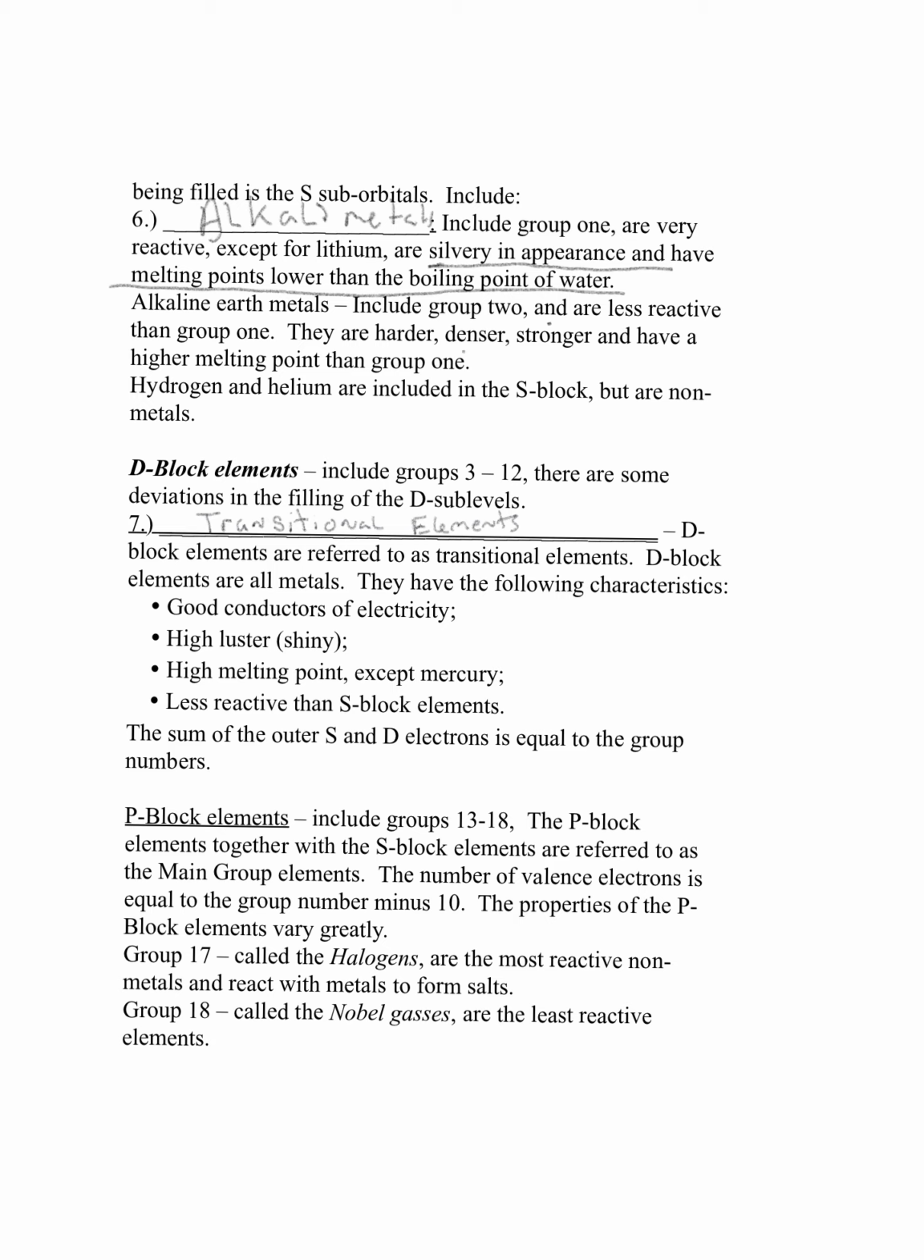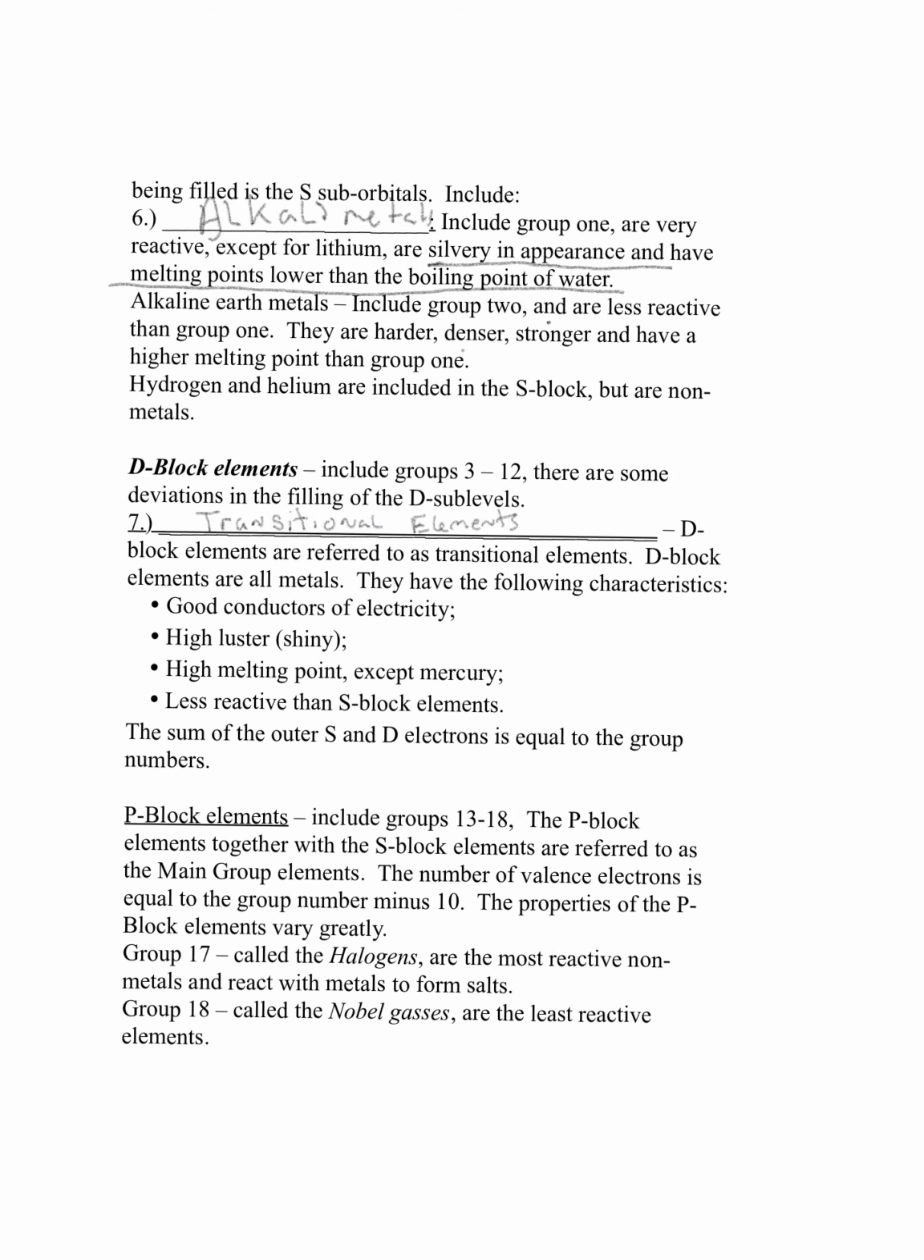And so now we have the D block elements. This includes groups 3 through 12. There are some deviations in the filling of the D sublevels, and they're called the transition elements. The D block elements are all metals. They have the following characteristics: good conductors of electricity, high luster, they shine, high melting point, except for mercury. All right, so mercury is actually a liquid at room temperature. Less reactive than the S block elements. The sum of the outer S and D electrons is equal to the group number.